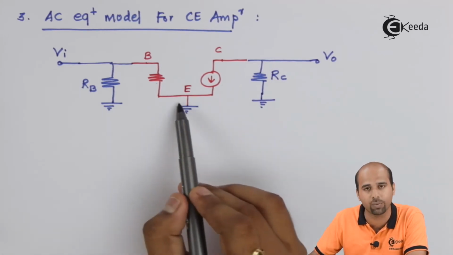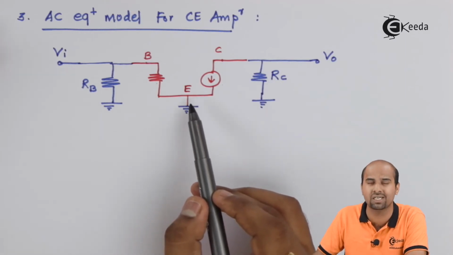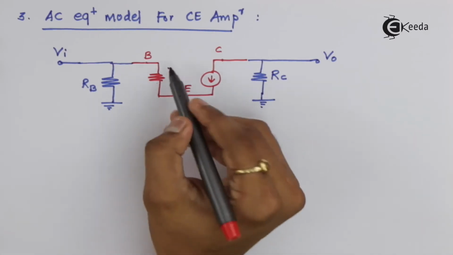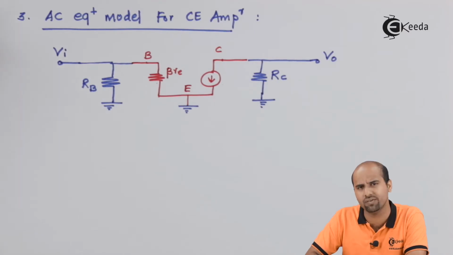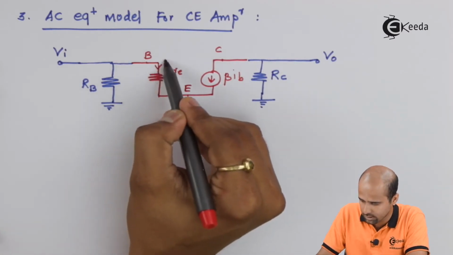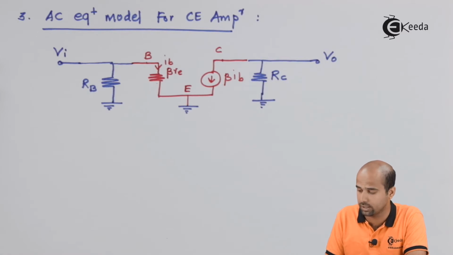Either you can put R pi model, or you can put RE model, or you can put your H parameter model as well, no problem. Here we will be using RE model, and obviously we will convert this RE model into H parameter model so that all the values will be getting in all three models. Beta IB, this current is nothing but IB, right? And now we can do the analysis.